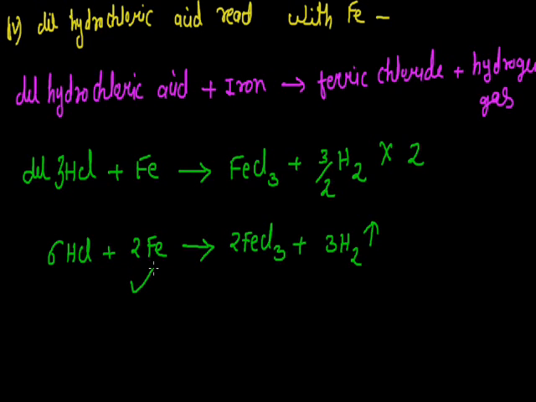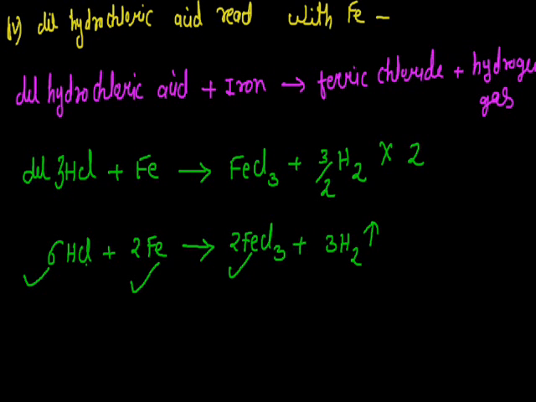Fe on the left hand side is 2. Now on the right hand side again Fe is 2. On the left hand side, total Cl becomes 6, since this 6 is multiplied with Cl. On the right hand side Cl is again 6, since this 3 Cl is multiplied by this 2, so the Cl atoms become 6. Now hydrogen, left hand side is 6, right hand side again 3 into 2, that will be 6. So the objective part is complete.